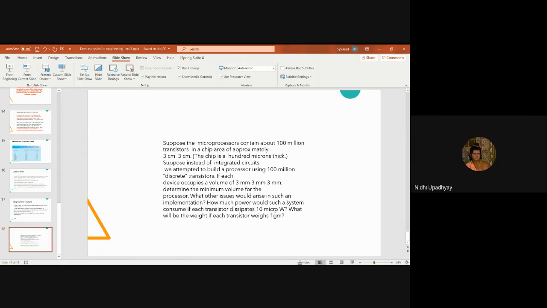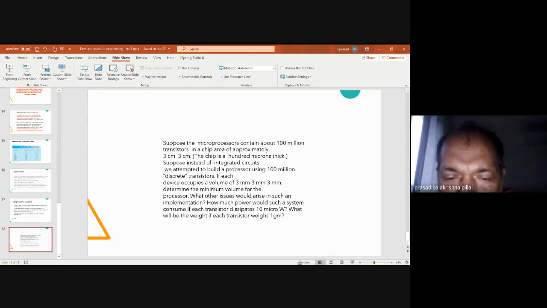Can you explain the last one? 100 million. All those details are given in the question. We are talking about 100 million transistors. The chip area is given, the chip thickness is given, and the dimension of a single transistor is given. With this you will be able to appreciate the importance of microelectronics in the context of microprocessors, etc. That is the idea. It is only a high school calculation, so don't worry, but try to do that.